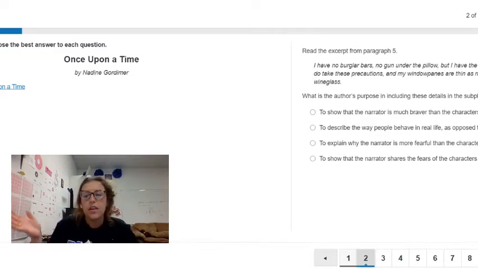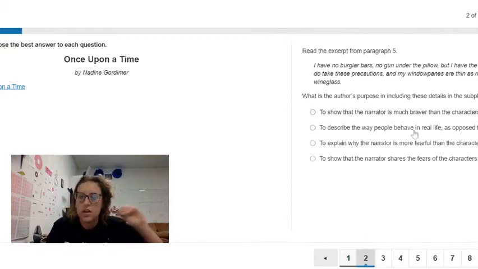Now remember that the whole point of Nadine Gordimer's almost parallel short story here is she's talking about how she can't write a fairy tale but draws one in anyway, and is talking about her own personal fear through the story of other people's fears, okay? So it's not to show that she's braver. Remember, we already said this all has to do with fear.